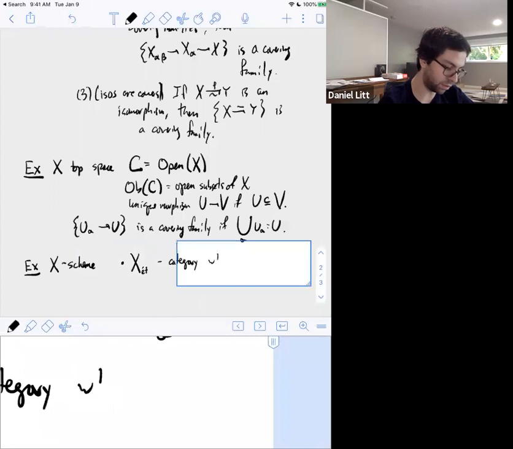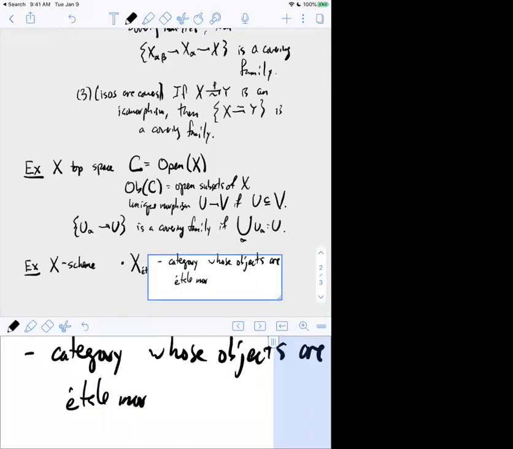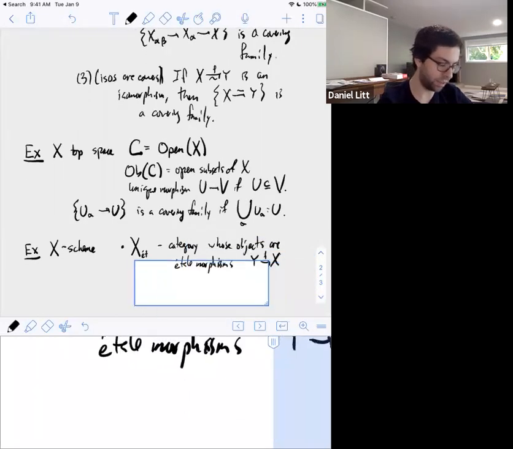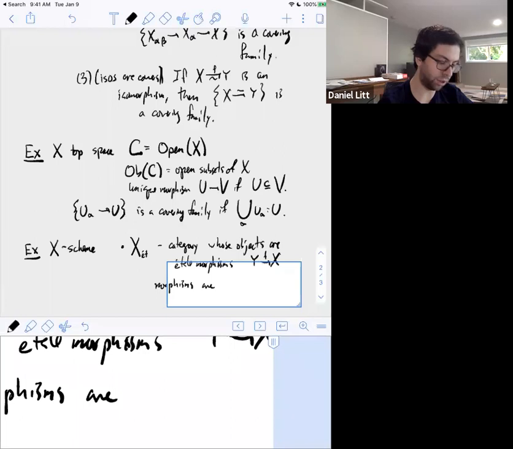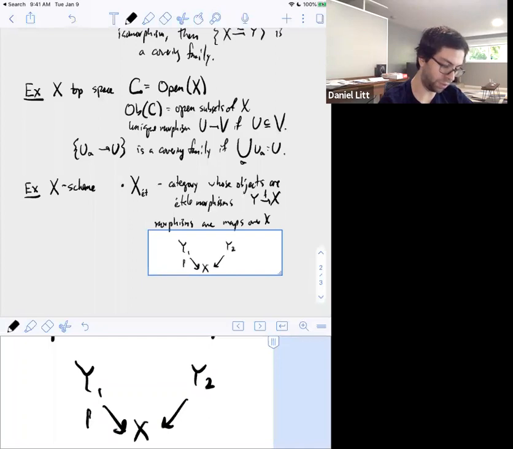whose objects are Étale morphisms y to x. So here y is any scheme and f is any Étale morphism from y to x. And then morphisms are morphisms over x, are maps of schemes over x. So meaning we have y1, y2 to x. So these are some Étale morphisms. Let's call them f1 and f2. And then a morphism between these two is a map G like this.